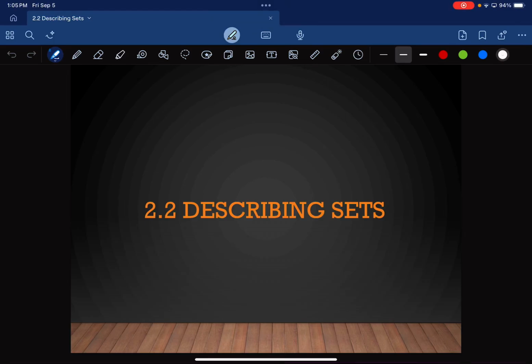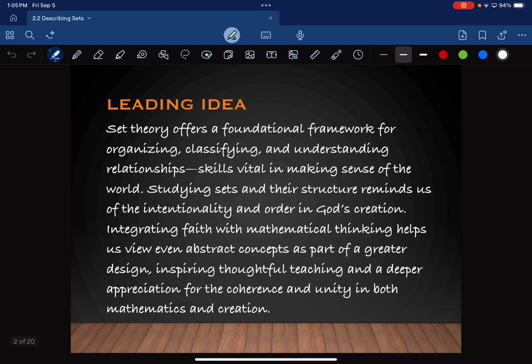All right, section 2.2, we're going to take a look at describing sets in this section. And to start with, for our leading idea, set theory offers a foundational framework for organizing, classifying, and understanding relationships, skills vital in making sense of the world. Studying sets and their structure reminds us of the intentionality and order in God's creation. Integrating faith with mathematical thinking helps us view even abstract concepts as part of a larger design, inspiring thoughtful teaching and a deeper appreciation for the coherence and unity in both mathematics and creation.